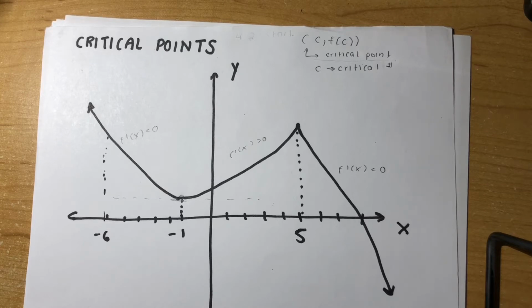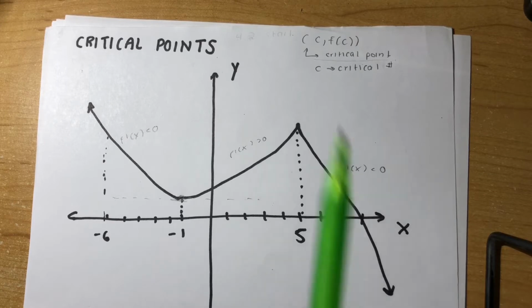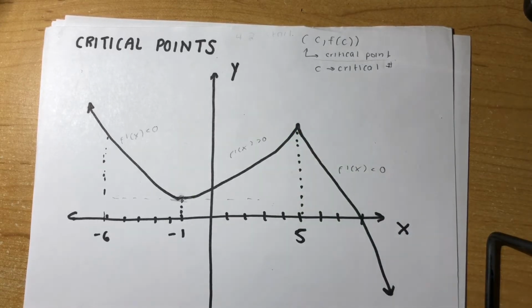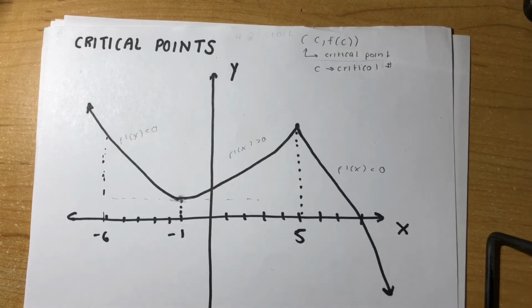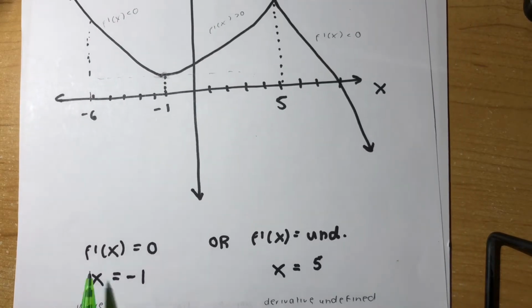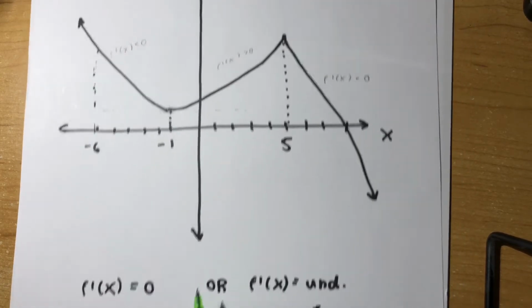We also have a critical point when the derivative is undefined. The derivative is undefined at a cusp. So there's two times we have a critical point. We have a critical point when the derivative of the function is equal to 0, and we also have a critical point when it's undefined. So in this example here, we would have a critical point at -1, and we would also have a critical point at x is equal to 5. So here we have our two critical points listed.